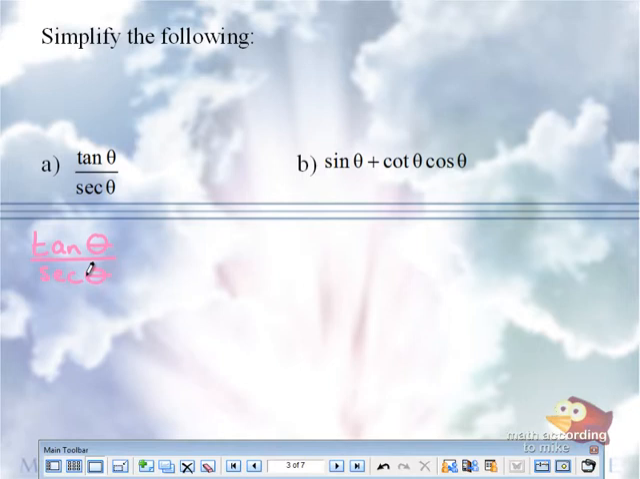So what is tangent in terms of sine and cosine? And by the way, it was right here. Sine over cosine. And what is secant? 1 over cosine.